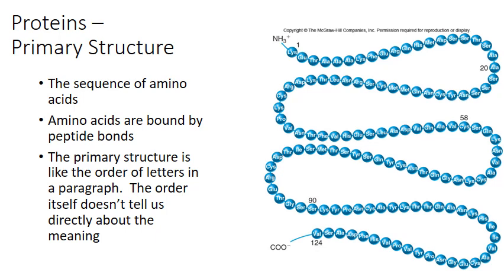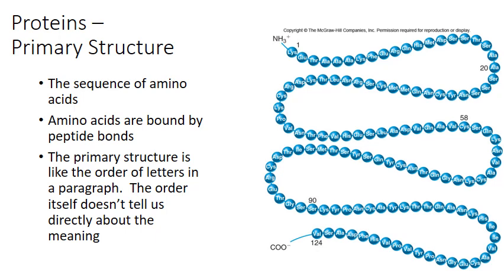The first level of structure is called the primary structure. The primary structure is just the sequence of amino acids. Proteins can be hundreds or thousands of amino acids long, and the sequence of the amino acids in that protein, like the first one, the second one, the third one, that sequence is the primary structure. These amino acids are bonded together in what we call a peptide bond, and they form a sequence of amino acids.